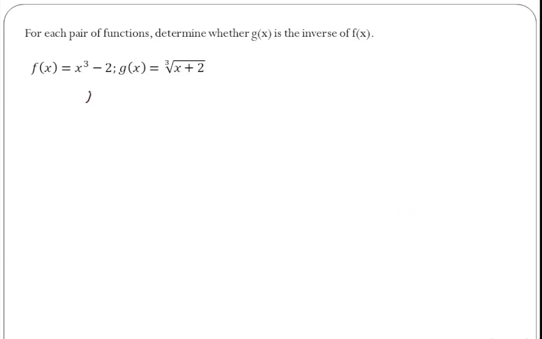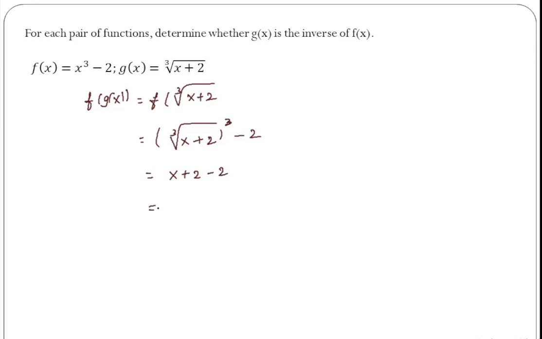The function f of g of x. Can we find this composition function now? f of cube root of x plus 2, then x cube minus 2. Here instead of x we have cube root of x plus 2. Cube root and the cube are cancelled. So x plus 2, negative 2, the negative 2 and positive 2 cancel. So x.